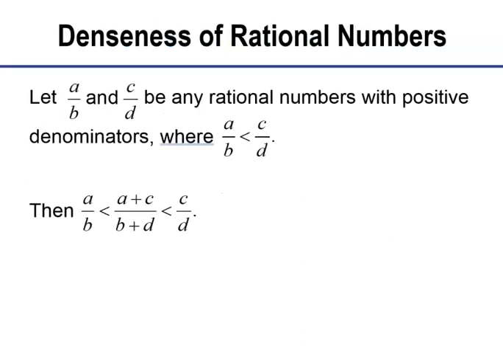All right, now more to this. Let A over B and C over D be any rational numbers with positive denominators, where A over B is less than C over D. Then we have a really interesting theorem that, look, A over B is the one on the left. Okay, so this here, C over D is the one on the right. If you would like to find one in the middle, a cute trick is that you could add C to A and D to B.